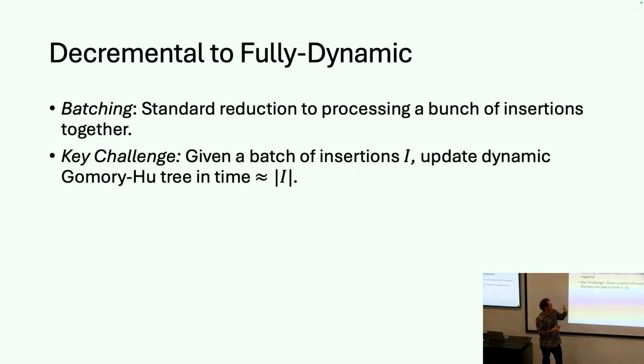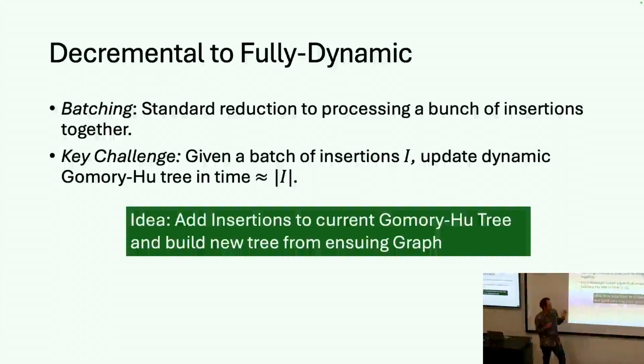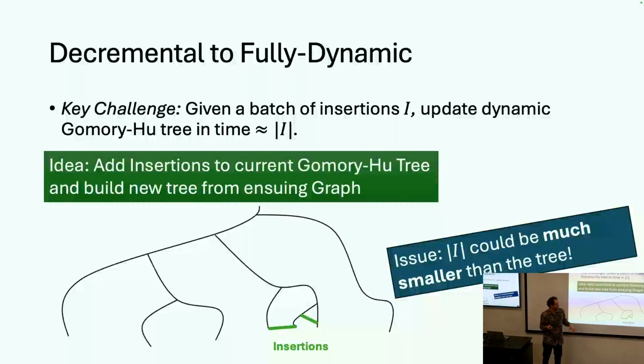Okay? And once you can do that, then there's this standard tool in dynamic graph algorithms called batching that will just allow you to get a fully dynamic algorithm by grouping stuff nicely. So how could you do this? Well, the first idea is maybe to add the insertions just to the Gomory-Hu tree that we already have, and then compute another tree of that or so. But the problem is that the tree could be much larger than the number of insertions. Maybe there's only 2 insertions, but a huge tree.